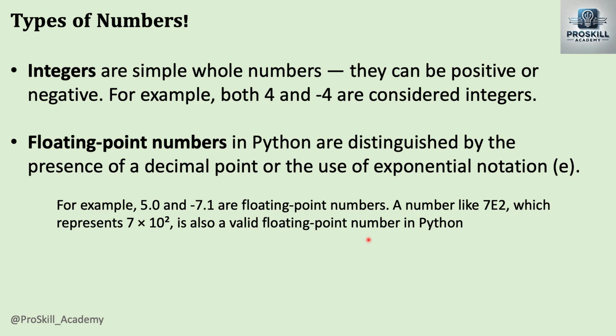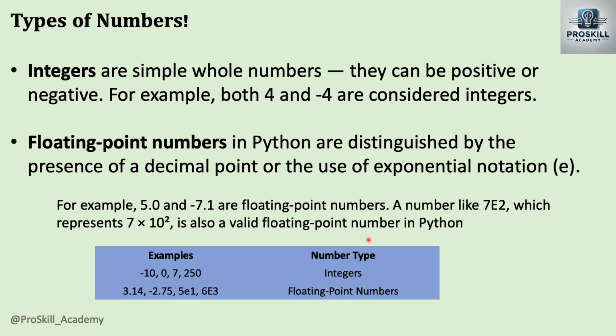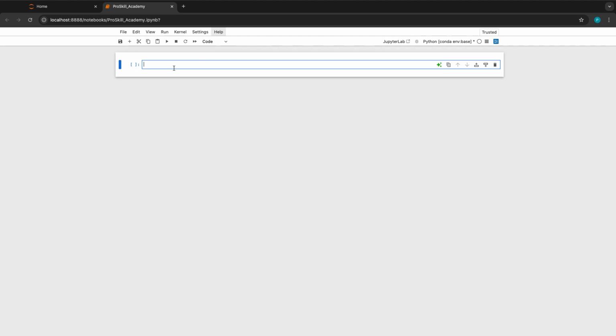Now let us switch to the Jupyter notebook. But before switching, I would also like to show you different examples of the integers and floating point numbers. So these are some of the examples which you can see of integers and floating point numbers. Let us now switch to the Jupyter notebook and see different kinds of operations which we can do using Python numbers.